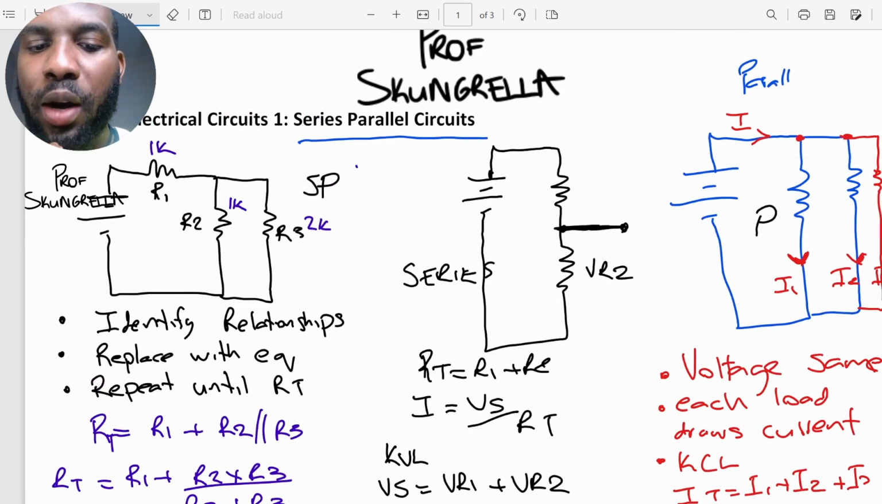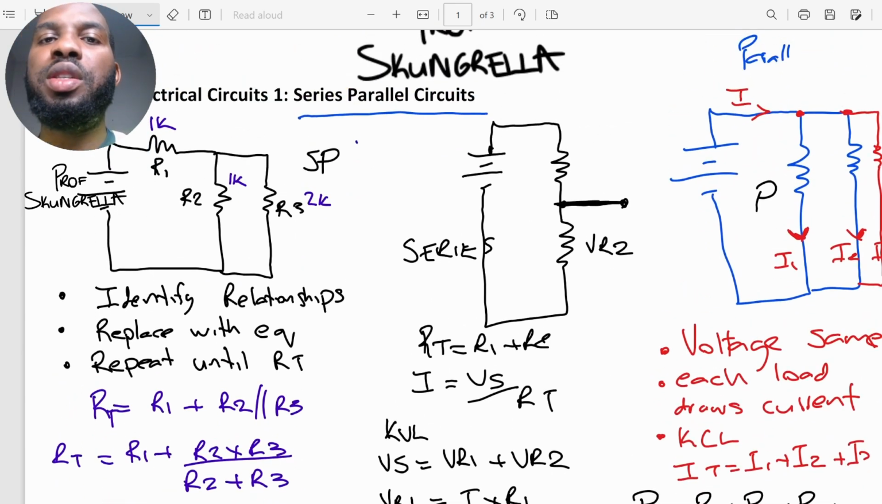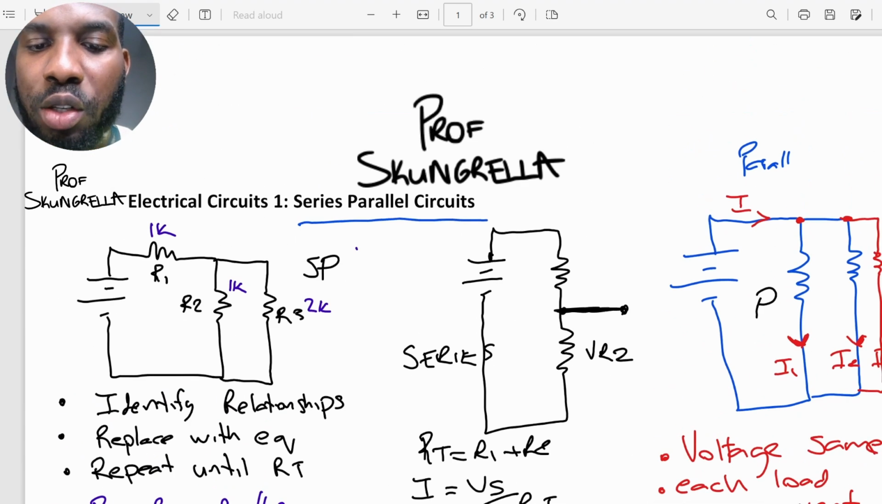So again, the steps that we discussed: you need to identify the relationships between the resistors, whether they're in series or parallel, and then you solve that equivalent resistance and you replace it with that resistor. And you keep doing so until you have all series resistors or all parallel resistors.